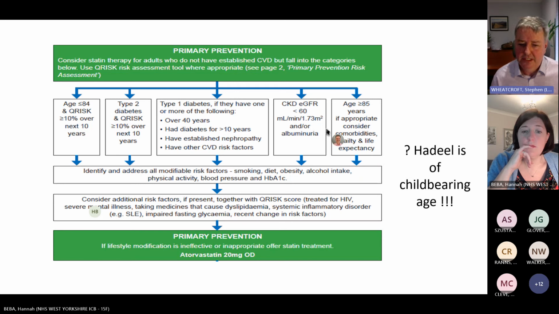And then we'll come on to a discussion about whether primary prevention therapy for lipid lowering should be initiated. And that would usually be with atorvastatin 20 milligrams daily. We need to bear in mind, however, that this patient is a woman of childbearing age, and there would need to be a discussion about whether she is planning pregnancy or has the potential to become pregnant before discussing lipid lowering therapy, and particularly statins. Next slide, Hannah.